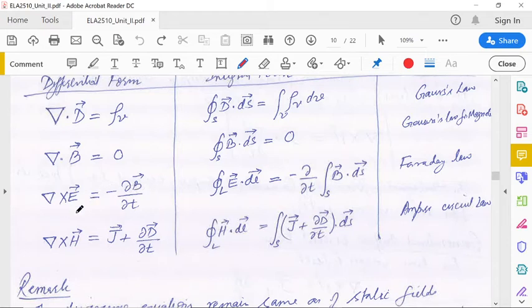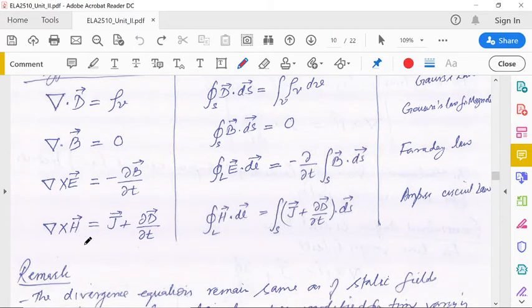So now the curl of E equals minus del B over del t. That is, minus the rate of change of the flux at that point. So here if B is constant, it is not changing with time, and automatically it will become zero and will lead to the previous equation.